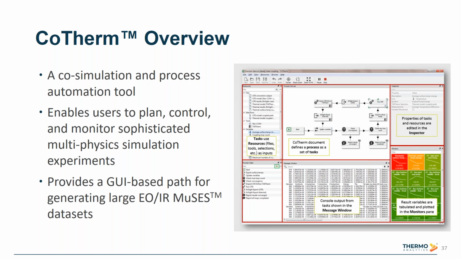The Cotherm user interface is shown here. There's a process flow chart made up of a series of simple tasks that run to completion. So we're able to provide a GUI-based path for generating these large IR data sets of interest in an efficient manner. And we can quickly run through one example of how we generate these IR data sets.